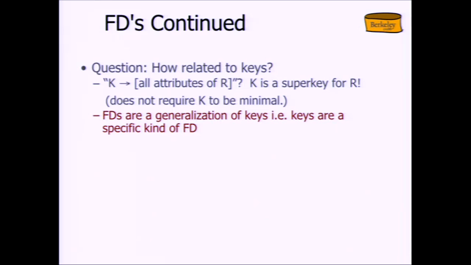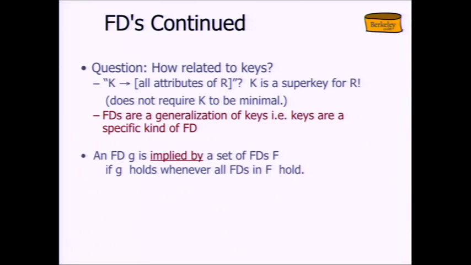So functional dependencies are intimately related to keys. In fact, keys are just one specific kind of functional dependency. If we have a relation and our key, our set of columns, determines the whole relation, then we'll say that that functional dependency is actually a key. They're basically the same thing.